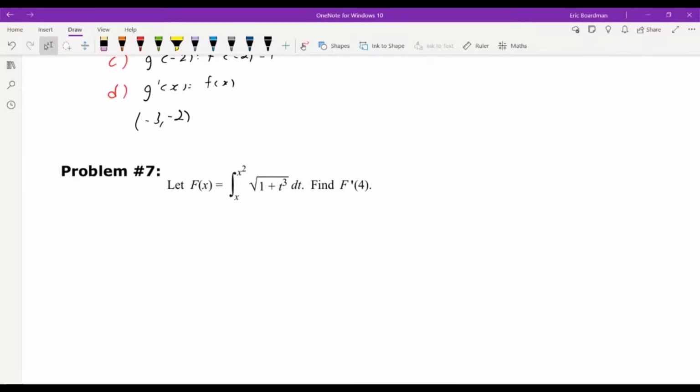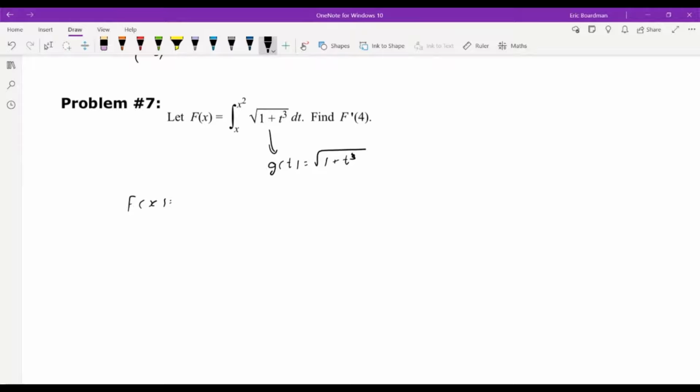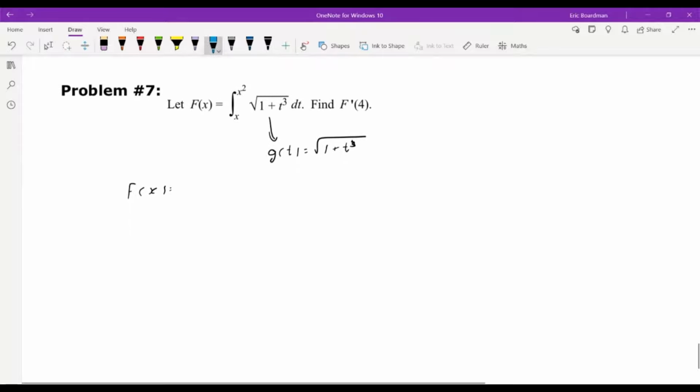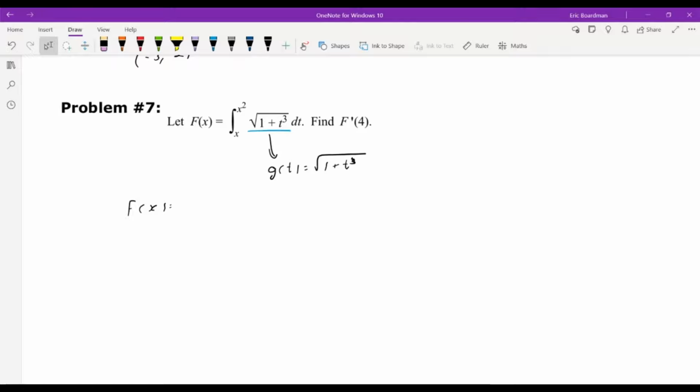And there's a shortcut to this. Basically, you just evaluate it at the upper bound times the derivative of the upper bound, subtracting it evaluated at the lower bound times the derivative of the lower bound, but I'll show why that's the case. This is what I like to do. So we know that F of x equals the integral from x to x squared of the square root of 1 plus t cubed, and this whole part is just g of t. When we integrate this, we'll get the antiderivative of g, which I'll call big G. So we have big G of x squared, because that's the upper bound, minus big G at x.